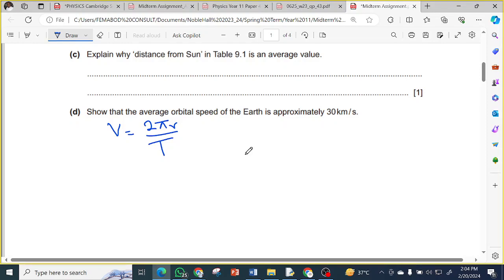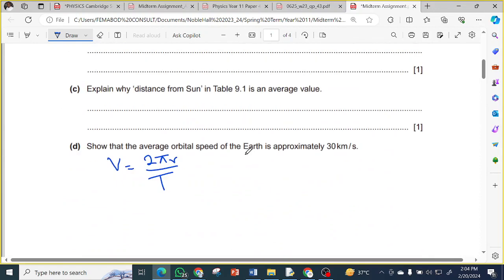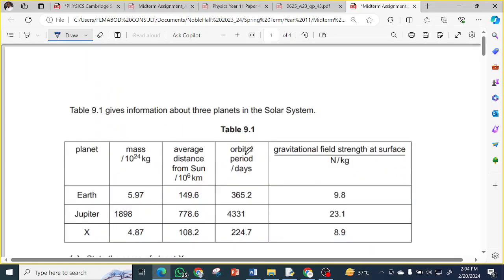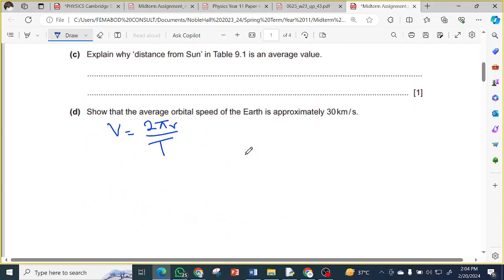How many marks did they allocate to it? I didn't note it. Most likely 3 marks. So now, what is our T? What is our R? They gave us the answer, so they want us to input the values to get 30 kilometers per second. Now you look for your R. Your R is the average distance from the sun. So for the Earth, R is equal to 149.6 times 10 to the power 6 kilometers. Remember, it is kilometers now. So what we are going to have now is this.